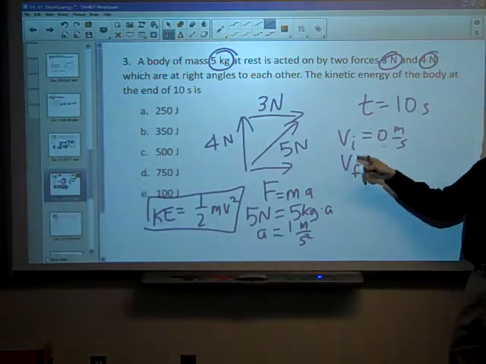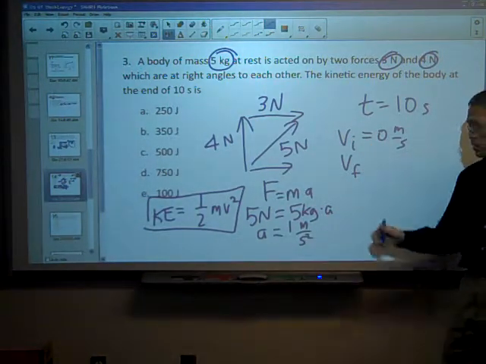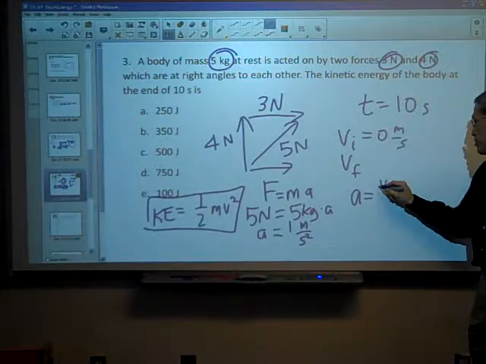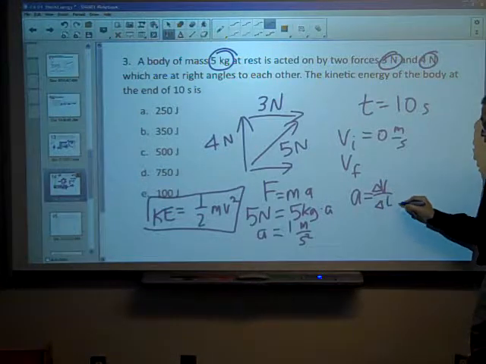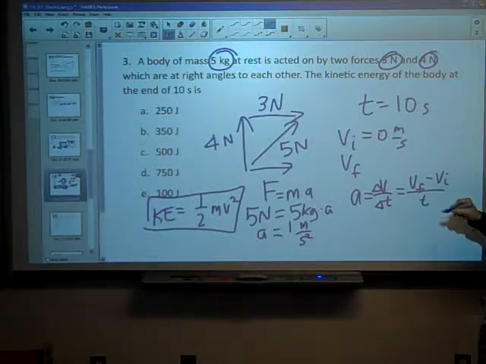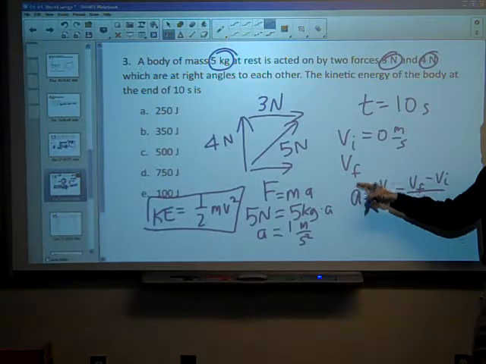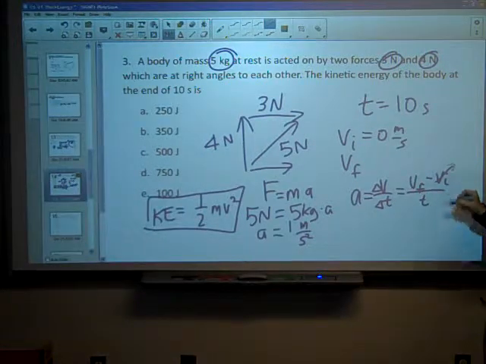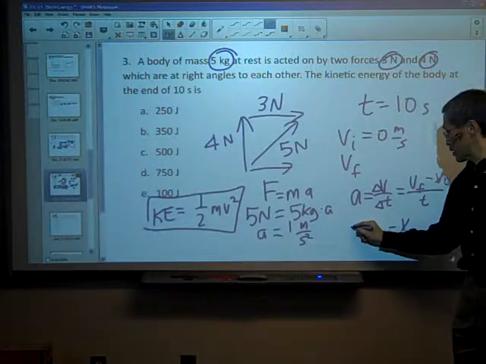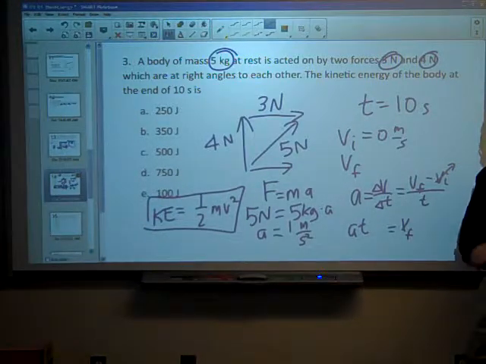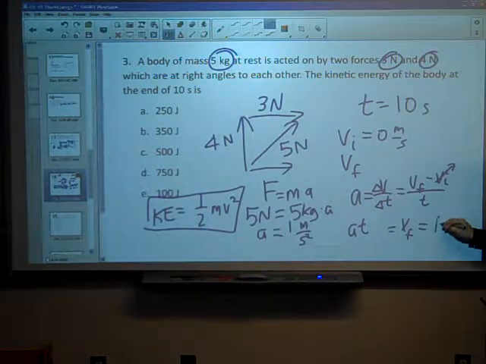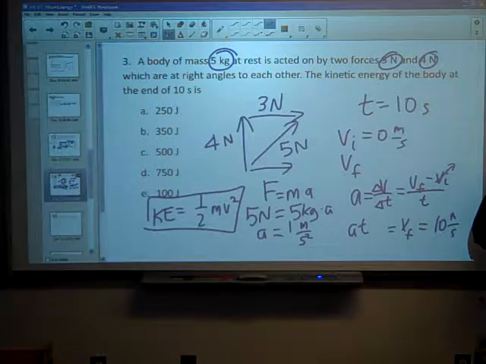So how do we find the V final knowing the V initial and the acceleration? Well, I would always go back to this equation here. A is delta V over delta T, which is V final minus V initial over my time. And so I know my acceleration, I know my V initial is 0. So now I can just rearrange the equation. So my V final is acceleration times T. I know that's 1. I know that's 10 seconds, so my V final must be 10 meters per second.